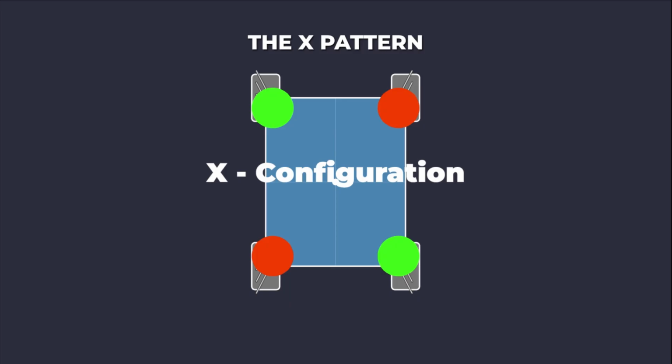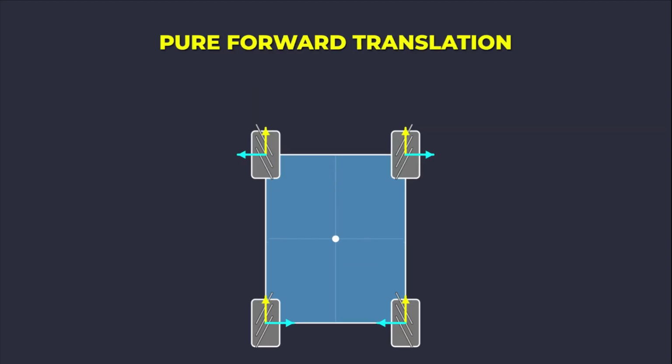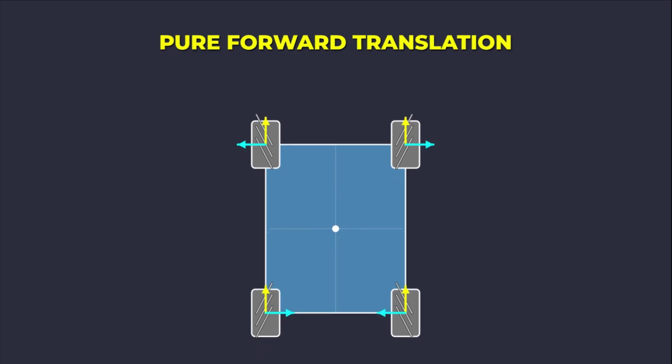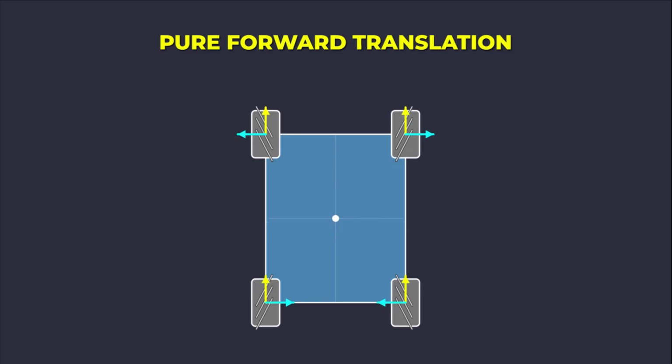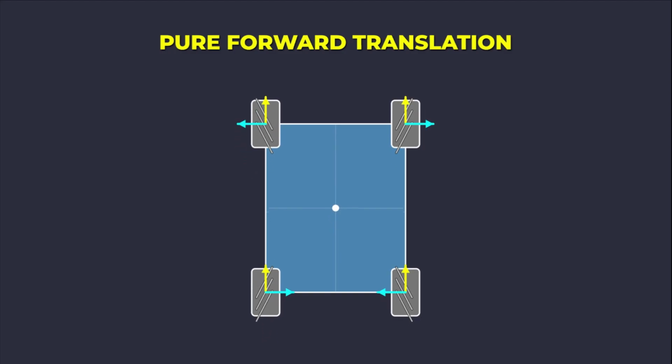If the wheels were arranged in a parallel pattern, pure strafing motion would be impossible because the sideways forces would cancel out, leaving only rotation or axial movement. The X pattern guarantees that the side forces either constructively interfere for strafing or destructively interfere for axial movement.